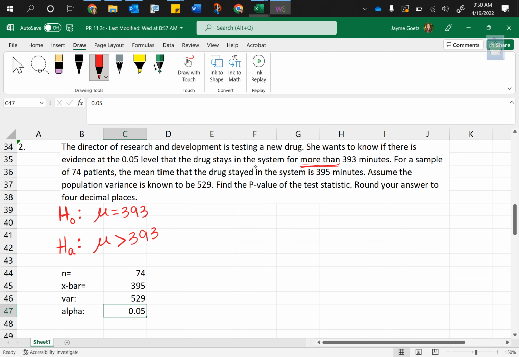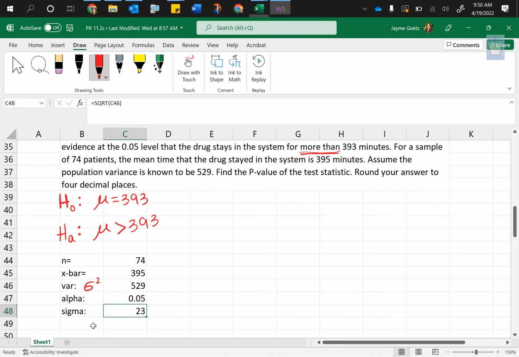Now, some people choose to come down here and say sigma and go ahead and find the square root of 529, and they choose to have that answer in their list. That's okay if you would like to, if that helps you. But I'm also going to show you how to do it in the actual table. Now, let's figure out what kind of table we need.